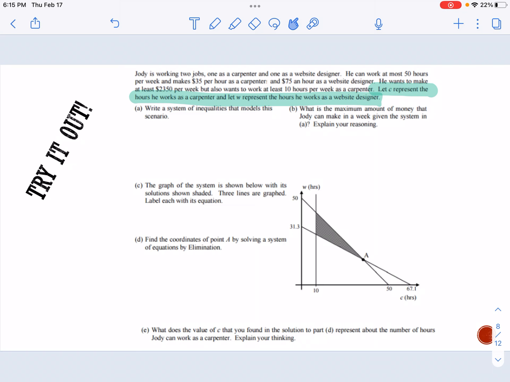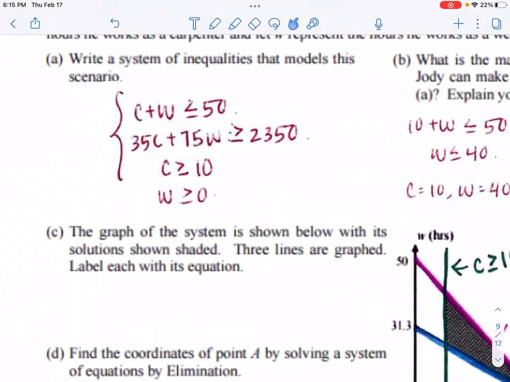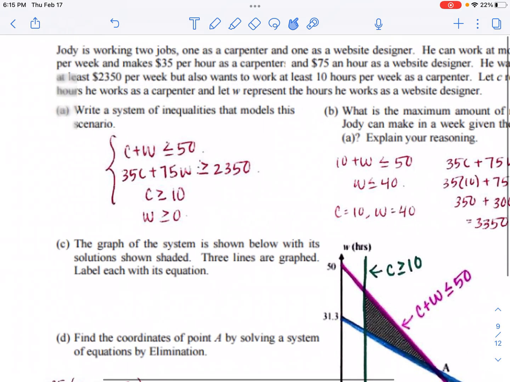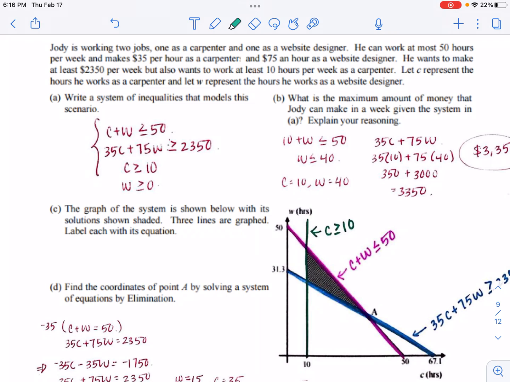All right, so at this point, hopefully you finished the try-it-out example. Let's start by going over it. You're going to notice I didn't write a let statement because it was in the problem, but I did come up with 4 different inequalities. The first inequality is really representing the number of hours that he wants to work. In this case, Jody only wants to work at most 50 hours. So the number of hours he's working as a carpenter and the number of hours he's working as a web designer needs to be less than or equal to 50.